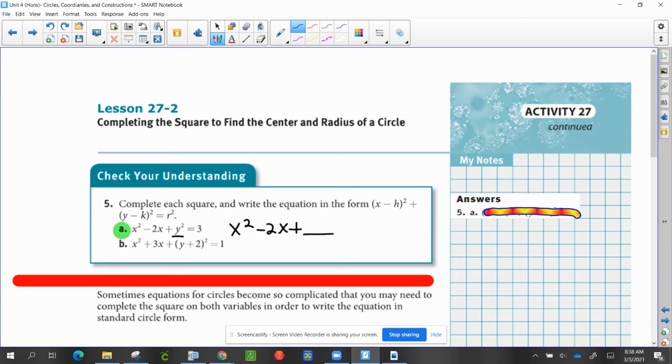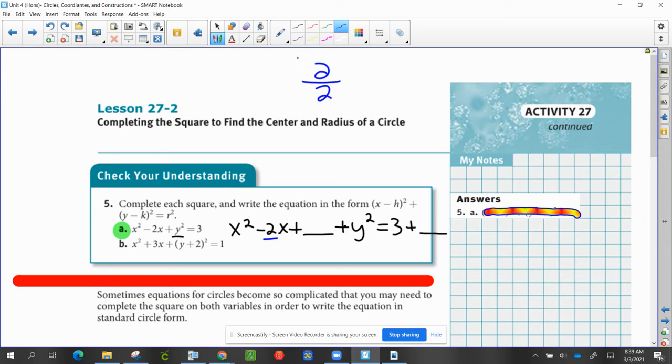Now the y squared's already done. This is technically like y minus 0, but since there's no other y with that, we don't have to complete the square for that one. So that's going to equal 3. Just don't forget to balance out your equation. Whatever you add to the left side, balance it out by adding it to the right side. Okay, so if my b term is a -2, what value is going to complete the square there?